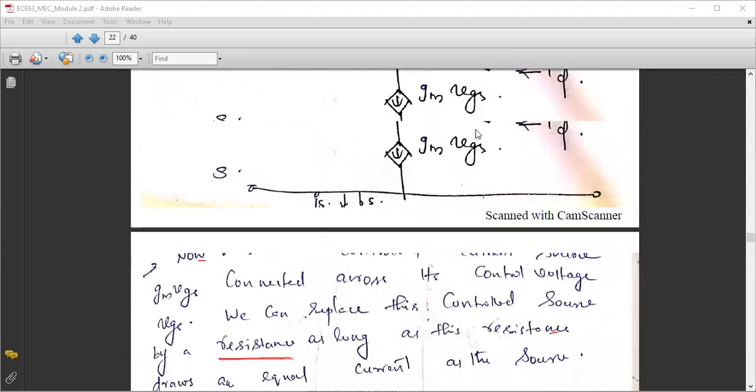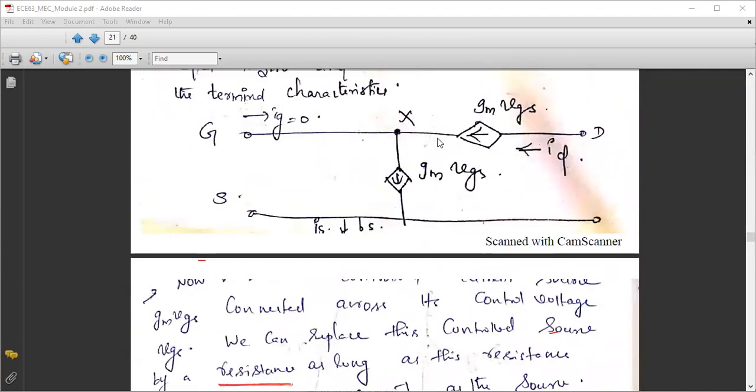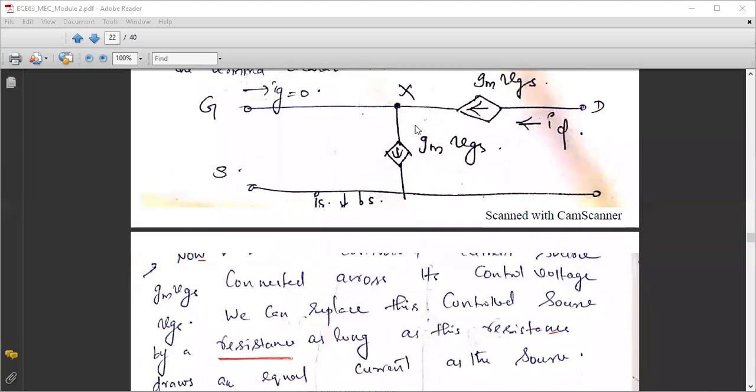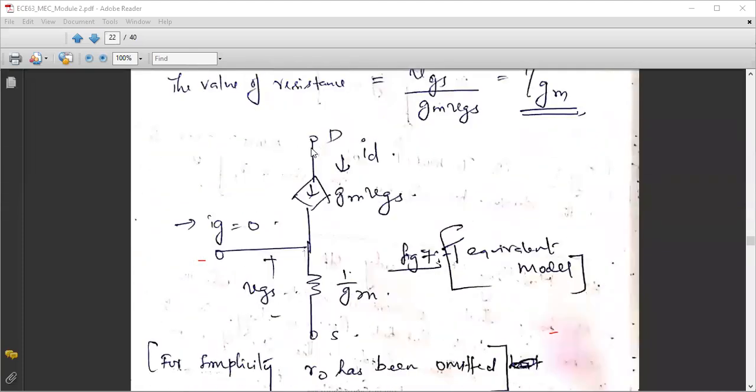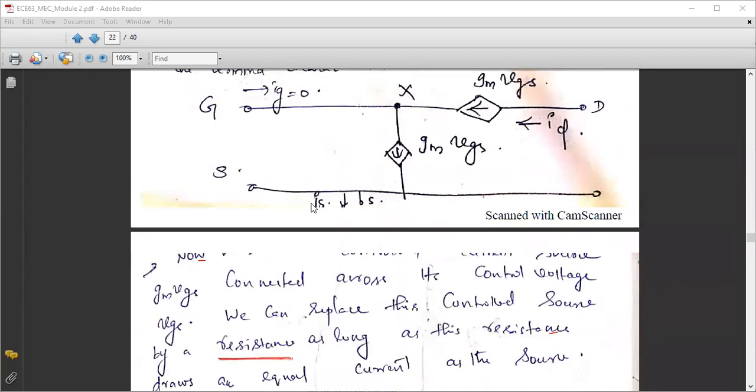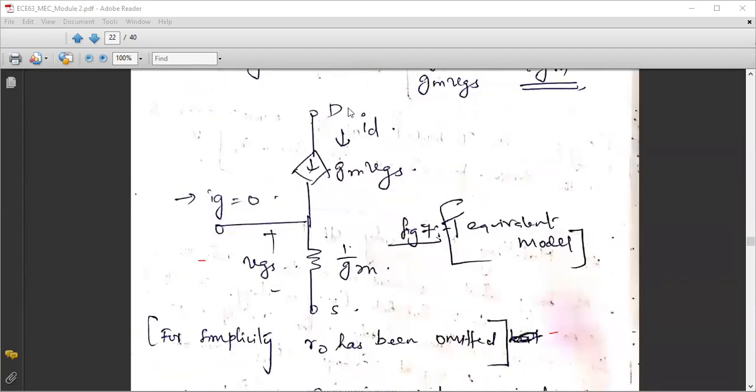Okay, finally what I'm doing is I will just tilt the circuit in such a way that drain will be in the upper side and source will be in the bottom. So D here, source here, and gate here. And you can see I have retained the gm VGS. gm VGS is being retained between D and X. This is your X terminal, in fact. Remember that X terminal.